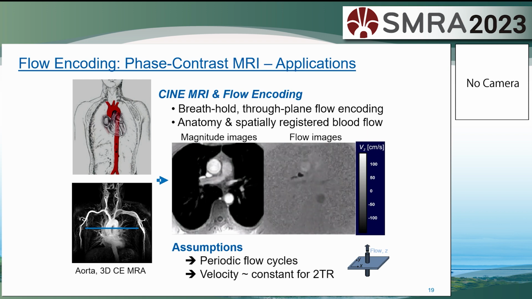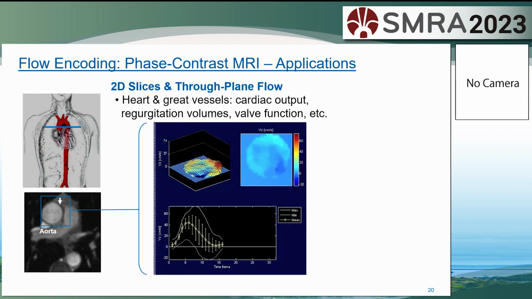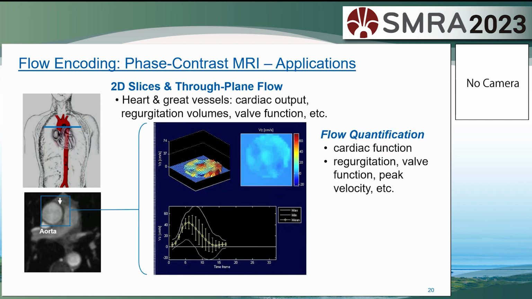So this is where we have been for many years, that we now can acquire a 2D phase contrast slice, for example in the chest, that we can now use to quantify, for example, the cardiac output, regurgitation, valve function, or peak velocity.